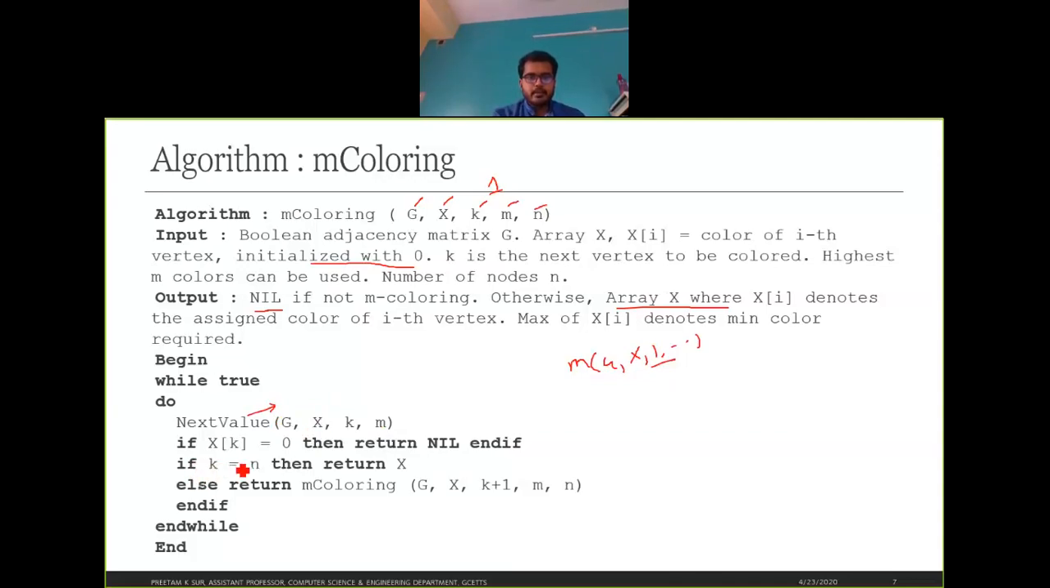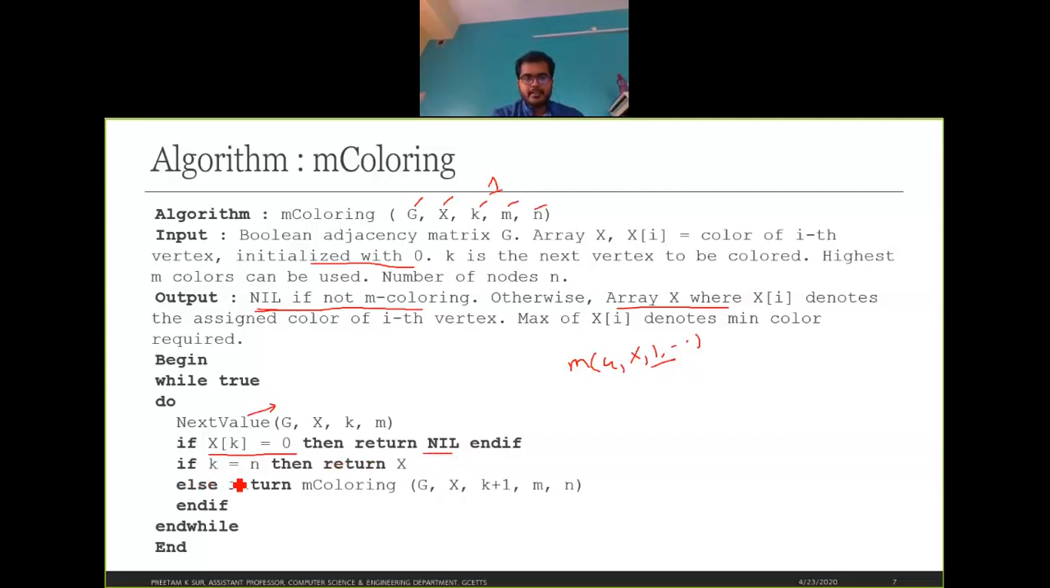So if xk equals 0, then return nil. If it found that it cannot assign, we have seen that this xk is assigned 0 if a valid value is not found, right. So it will return nil. As per our algorithm, it will return nil when it is not m coloring. So xk equals 0 means we cannot color this graph with the m colors.